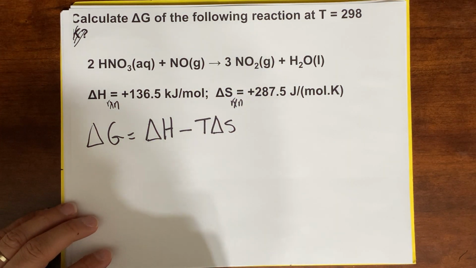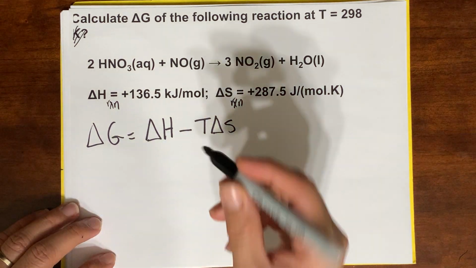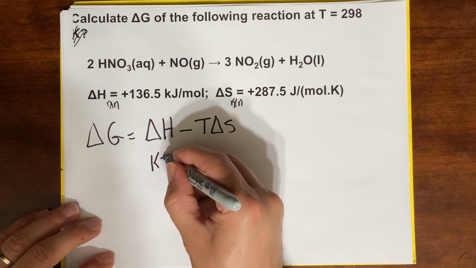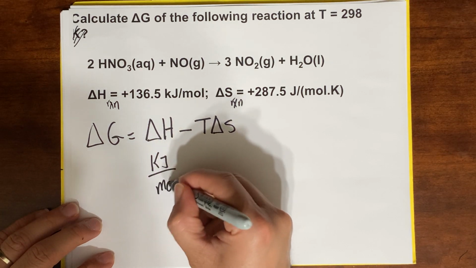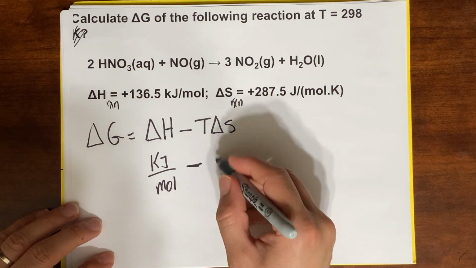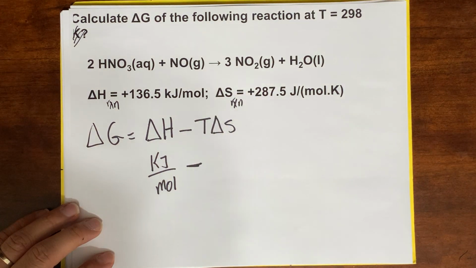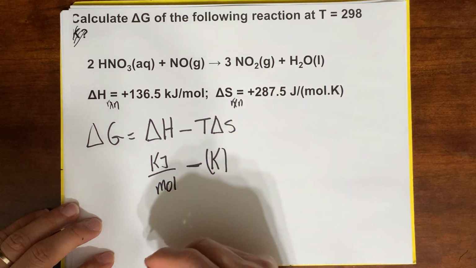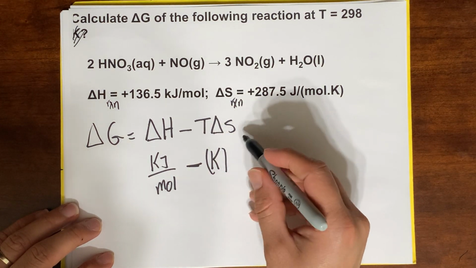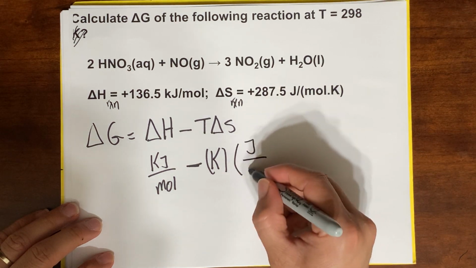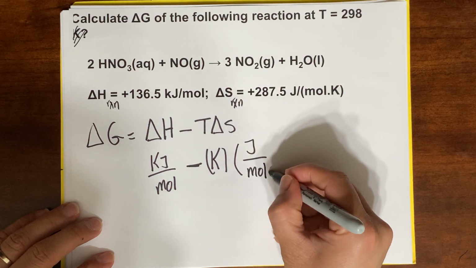You need to be careful about unit. Unit for delta H is given in kilojoule per mole. You subtract it, here you subtract temperature multiplied by delta S. Temperature comes in Kelvin. You multiply it by delta S. Delta S is given in joule over mole Kelvin.